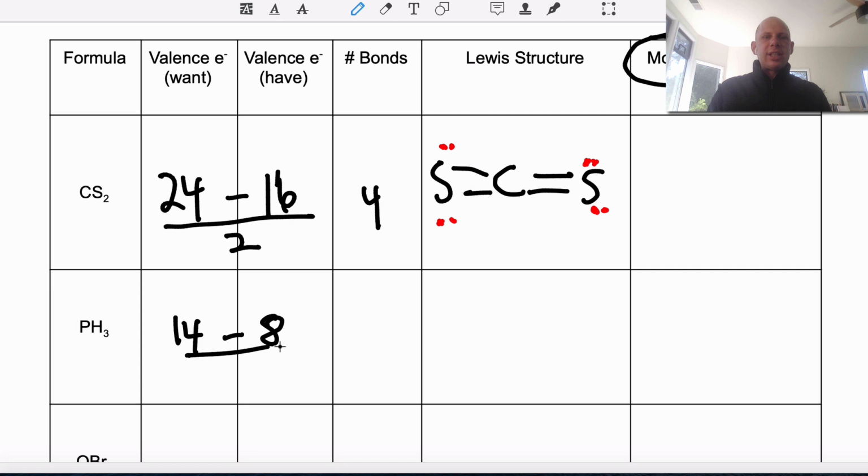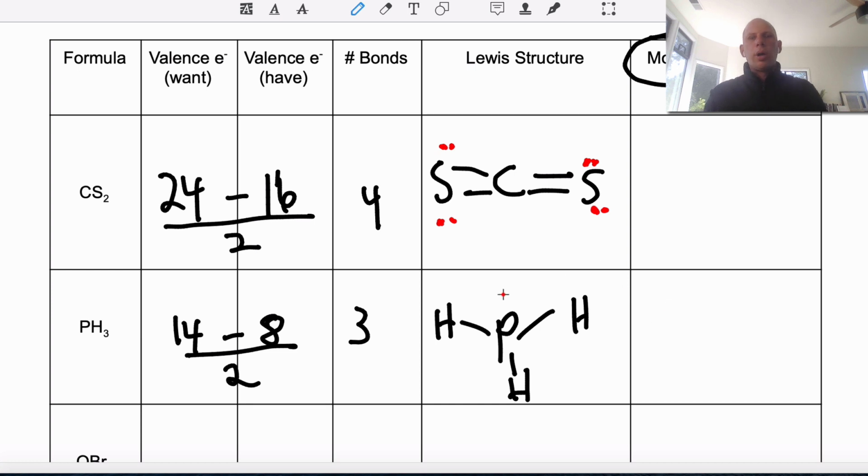14 minus 8 is 6, divided by 2 is 3. Put the P in the middle. H, H, H, boom, boom, boom. Now, does everybody have what they want? Well, the H's have what they want, but P doesn't. 2, 4, 6, it needs 2 more.